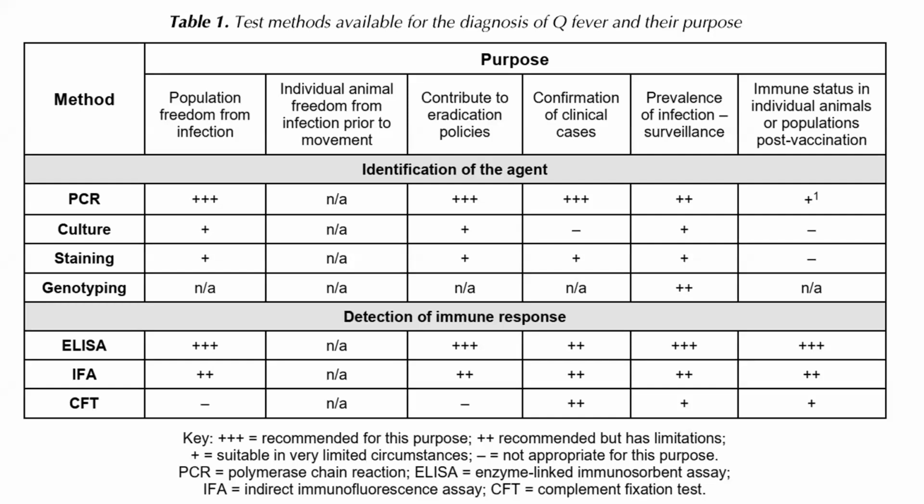This is the slide which I use purposefully from the OIE manual, where we can see at which stage we can go for screening, which type of test we should go for, and the identification and detection of the immune response. In short, if we are interested in screening, we can go for PCR or ELISA.